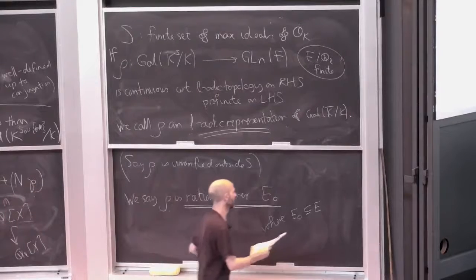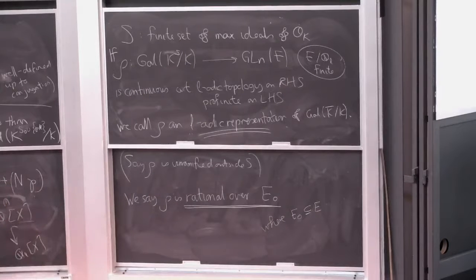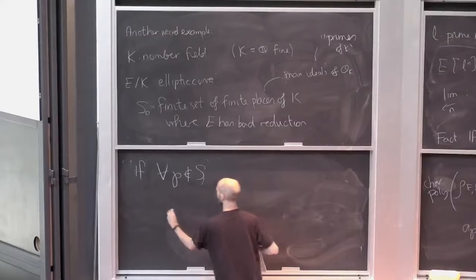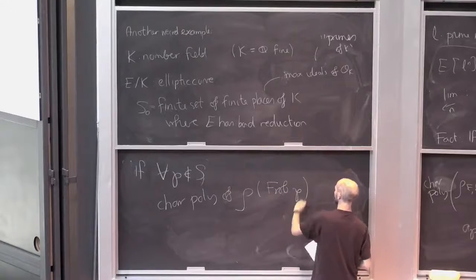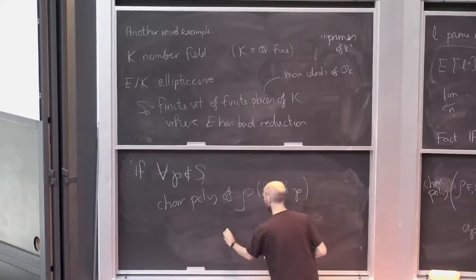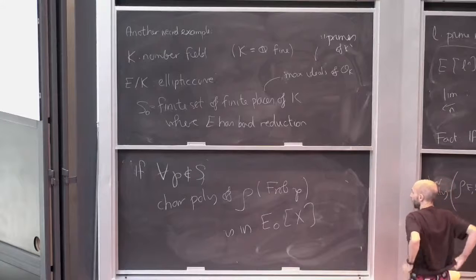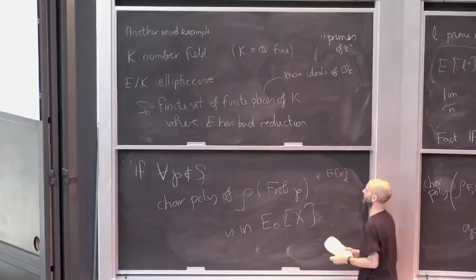We say rho is rational over E0. So E is a finite extension of Q_l, but E0 is supposed to be a number field. That's what's happening here. E0 is going to be Q in this example of an elliptic curve. So what does it mean to be rational over E0? It simply means that for all primes p not in S, the characteristic polynomial of rho of Frob_p, that's a well-defined polynomial in E[x], actually lies in E0[x]. So that makes sense, because by definition that's going to be in E[x]. So I'm just demanding that all the coefficients live in a subfield.